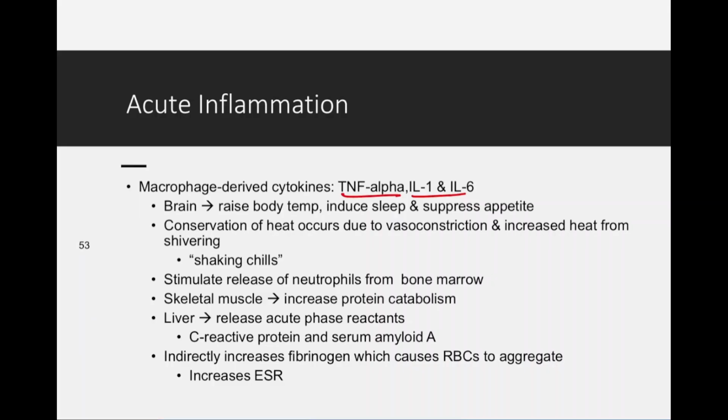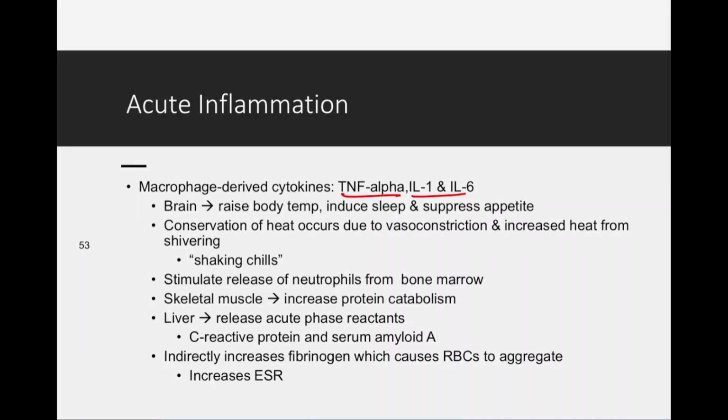We get stimulation of neutrophils from the bone marrow. Makes sense. We need white blood cells. We have an inflammation going on, and we need white blood cells to combat this. We need to get them growing. Skeletal muscle increases protein catabolism. What's going to happen to the muscle? Is it going to get smaller or bigger? Smaller. We're getting catabolism. It's breaking it down for its protein to help with the body.